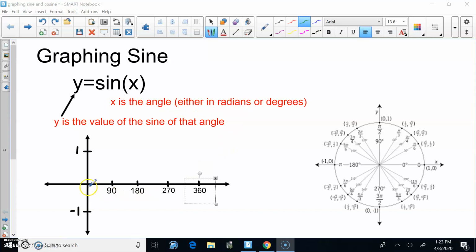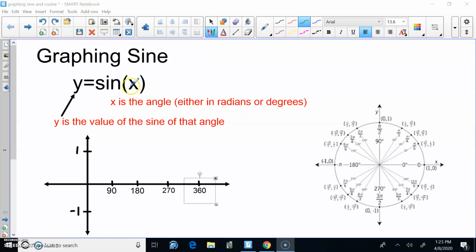You'll notice along the x-axis here, I've got 90, 180, 270, and 360 as my key points marked off. So of course I'm in degrees if I'm using those values. If I were in radians, it would be things like pi over 2, pi, and so forth. And I'll show you how to do that in a minute. But we're going to start with degrees because it's a little more familiar.